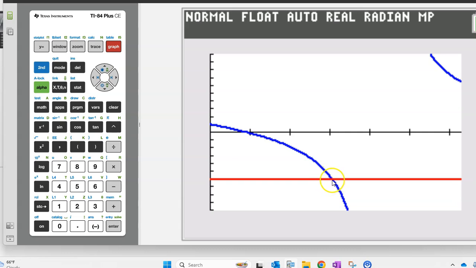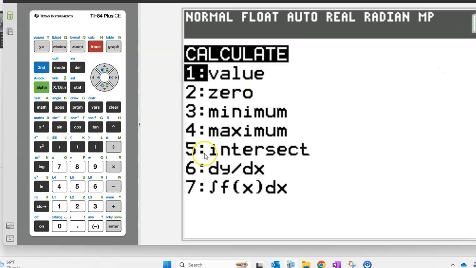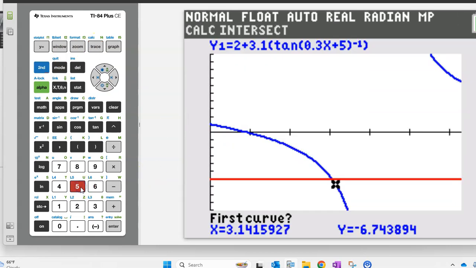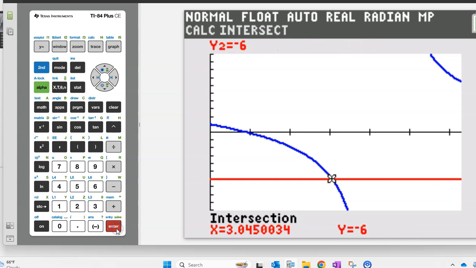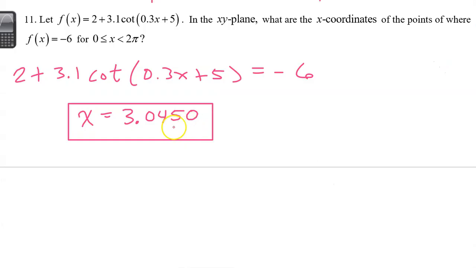So we see the one intersection point right here. We can find it by doing second, trace, and choosing option 5 for intersect. Move the pointer close to the point of intersection and hit enter 3 times. Enter, enter, enter. So there is the solution. It doesn't matter on this problem because the last decimal is a 0, but I want to remind you that it's a good idea to always use 4 decimal places and don't try to round, even though the College Board will accept 3 decimal places.